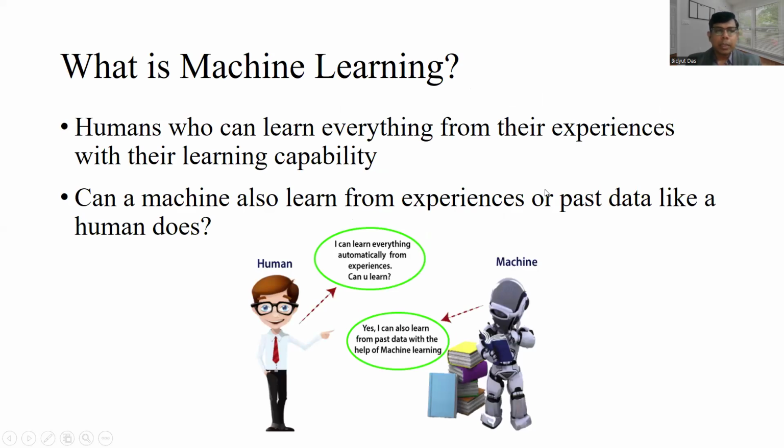So, what is machine learning? We know humans can learn from their experience. Now the question is, can a machine also learn from experience or past data? The answer is yes. From this figure, you can see that a machine can learn in a similar way as a human from the past data. That is called machine learning.